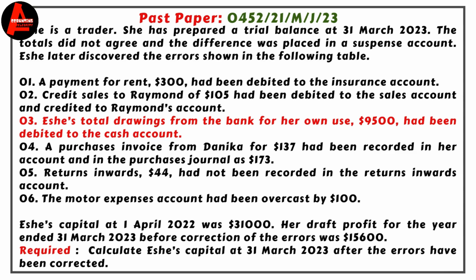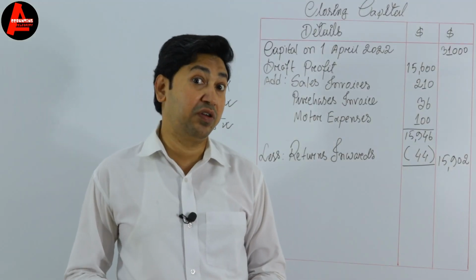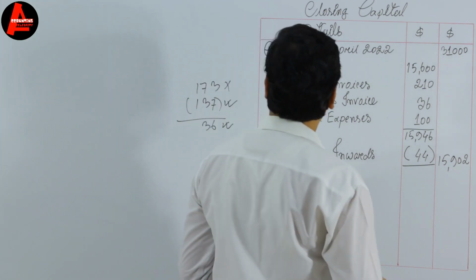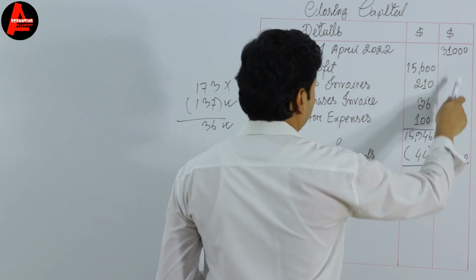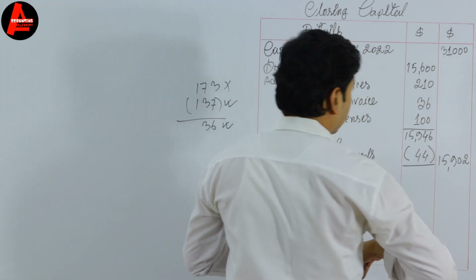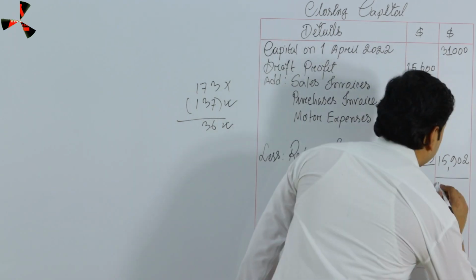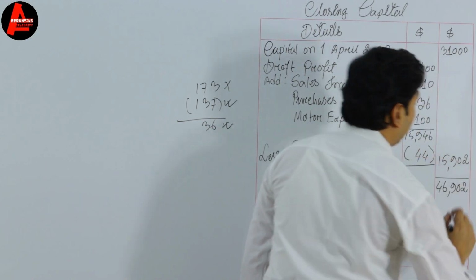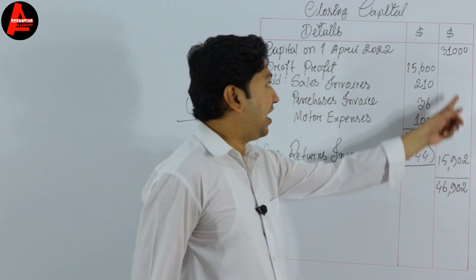Great. Now we have one more transaction. Let us have a look at the question. The trader's drawings from the bank for her own use, $9,500, had been debited to the cash account. So here capital will be reduced, because the owner takes some money from the business. Before recording, we will first sum up these two: $31,000 and 15,902. So what we get here is $46,902. This is the addition of this and this amount.